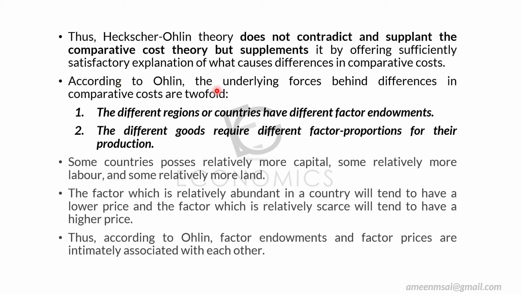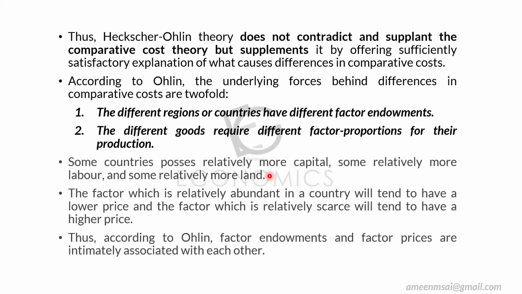According to Ohlin, the underlying forces behind differences in comparative cost are twofold. So we can specifically point out two reasons for the difference in comparative cost. As we said, different regions or countries have different factor endowments, or the amount of factors. The second point, different goods require different factor proportions for their production. Same thing that we said.